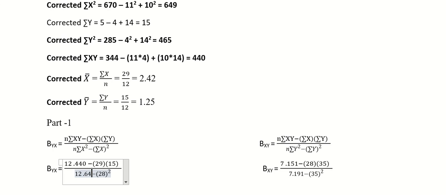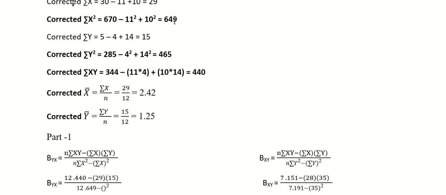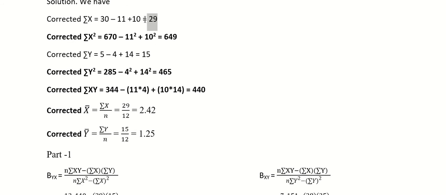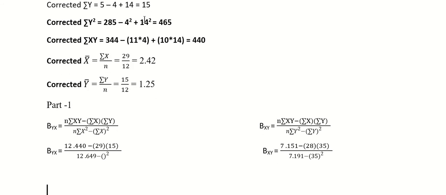649, and minus summation of x whole square. So summation of x is 29. This is 29 which is given to us. So I will put 29 here. Okay. Now again I will also correct the values for beta x on y.